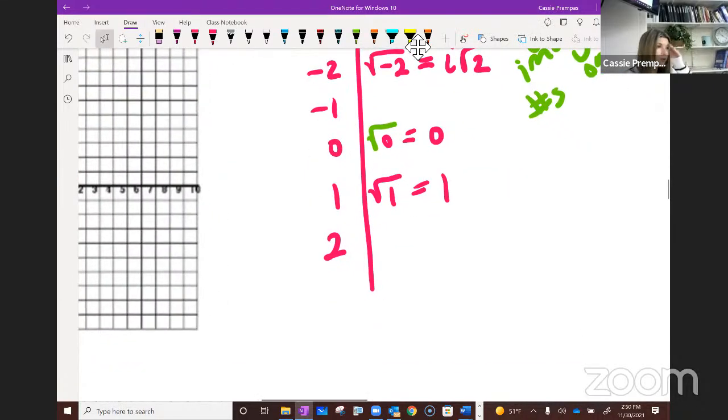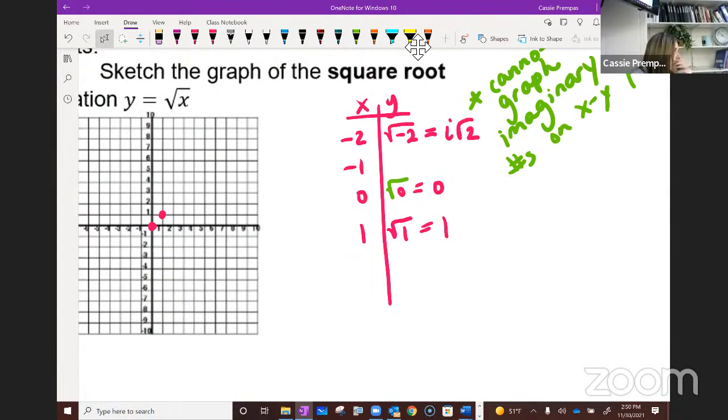I could plug in 2. Does anybody know the square root of 2 off the top of their head? 1 point something. I don't know it off the top of my head. So let's just choose something that I don't have to reach for my calculator. 4 would be a good number because what is the square root of 4? 2. Good. So I'd have the point (4, 2). What would be another good number to plug in? 9. Perfect squares are really your friends when you have a square root. So the square root of 9 is 3, and I would have the point (9, 3).